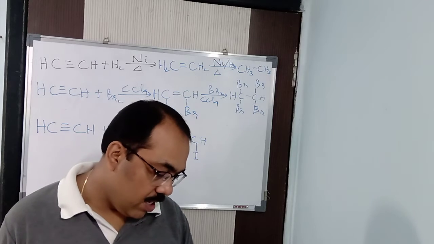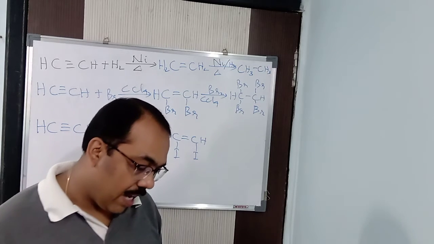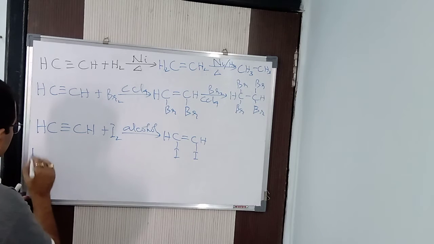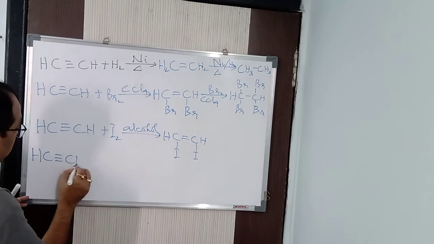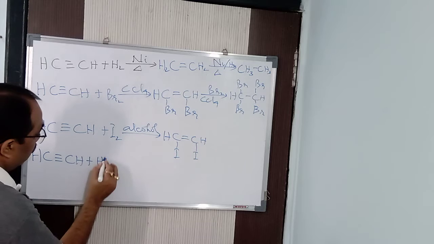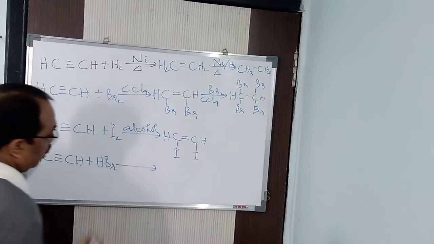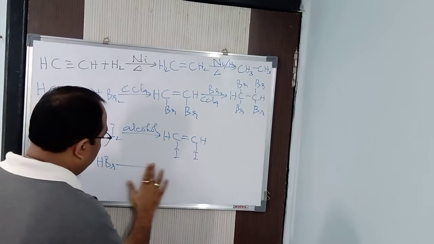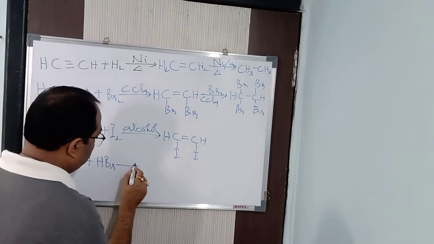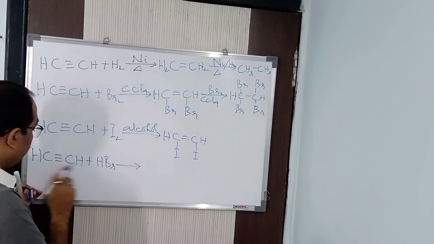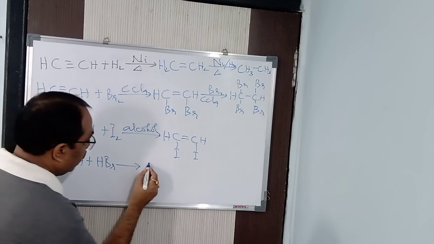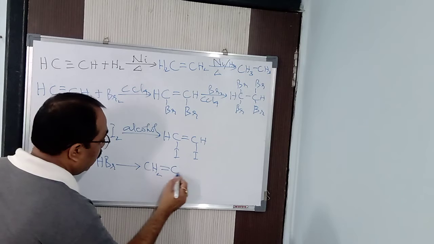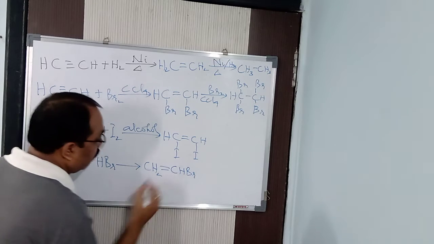Got it? Now next, if it reacts with halogen acids, any halogen acids like HC triple bond CH plus HBr. What is going to happen? Simply it will be added. I will write the reaction shorter. Now H will be added here, Br will be added here. So when H is added, CH becomes CH2, double bond CHBr.